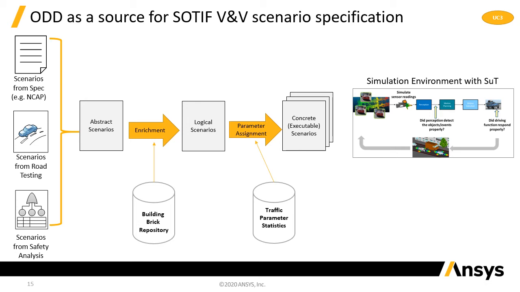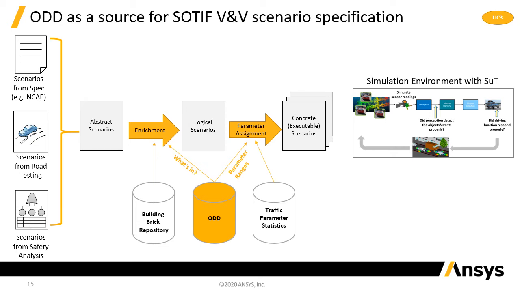But for both steps, enrichment and parameter assignment, you also need the ODD. Because for the enrichment, it's important because the ODD tells you what is in. What light conditions do I have to consider? What buildings, trees, whatever, road signs can be there? Can there be pedestrians? Can there be animals?